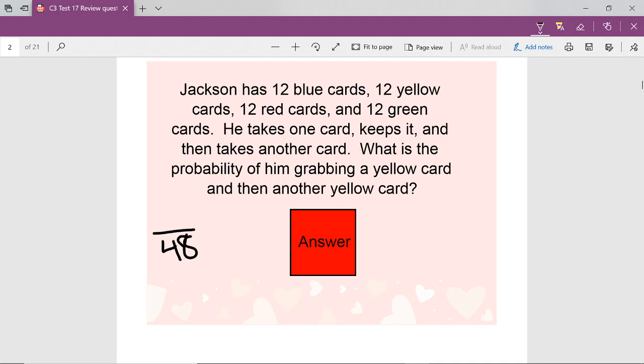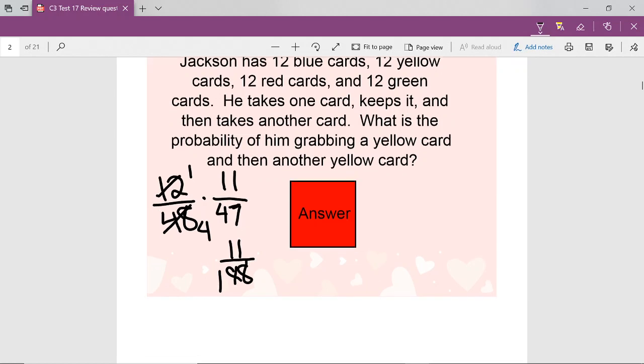And then I say, well, the probability of getting that first yellow card is 12 out of 48. But it tells me that once I grab one of those, I keep it, which means when I go back for another yellow card, there's only 47 cards in the pile, and only 11 of them are yellow cards now since I kept that first yellow card. So some simplification can happen here, and then I can get my final answer once I multiply 4 and 47, 1 and 11, so I get 11 out of 188. Okay, so this is our dependent probability.